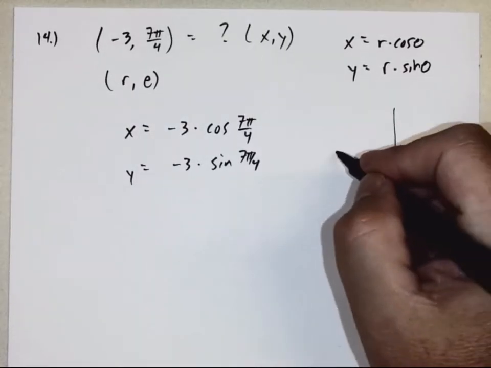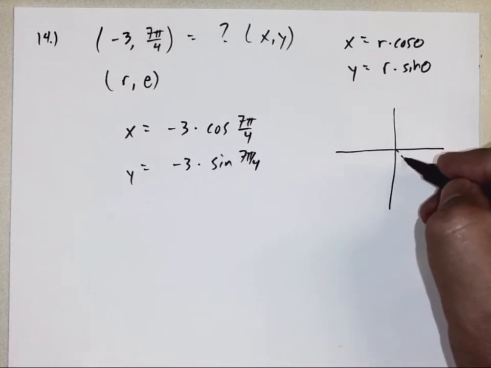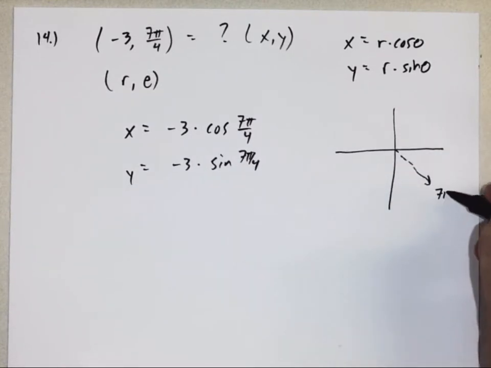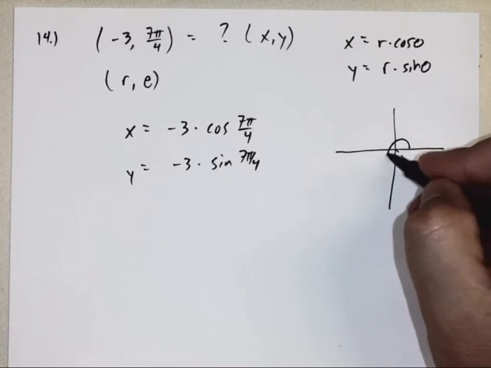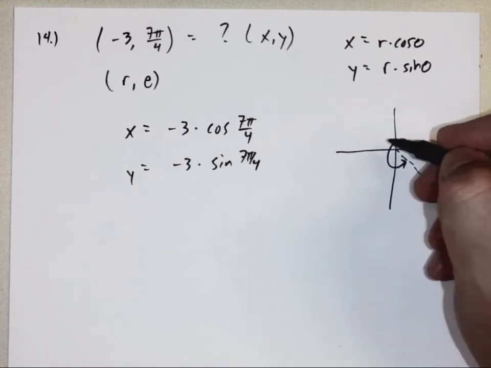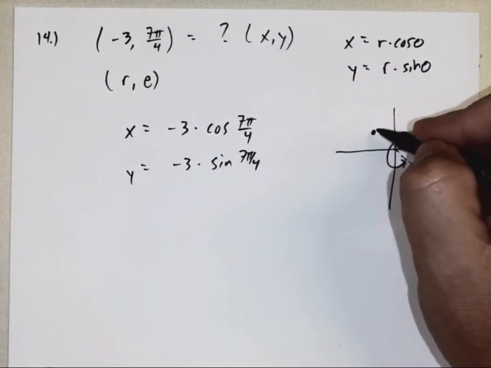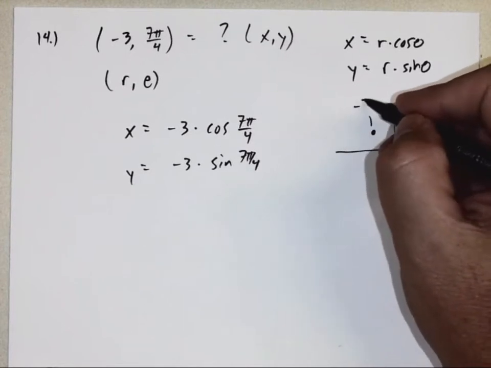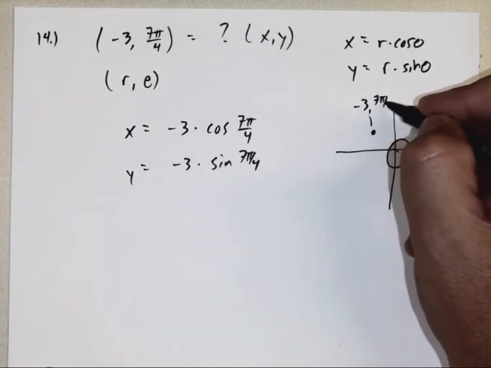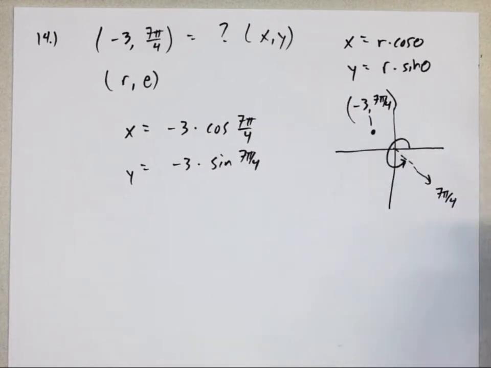This is where we're going to use the unit circle. Where's 7 pi over 4? 7 pi over 4, I believe, is right here. So there's 7 pi over 4. Except now, since it's a -3, it's probably going to be right about here. So there it is in polar coordinates. It's always good to graph it, because now when I get my x and y, I can see if it makes sense.